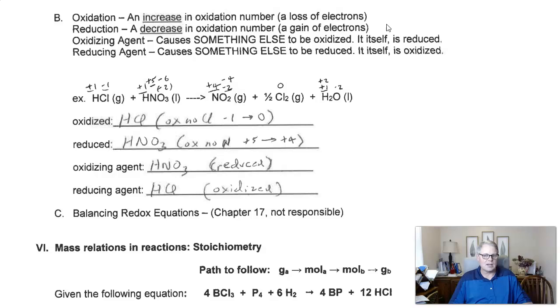All right? So oxidation is an increase in oxidation number, or a loss of electrons. Reduction is a decrease in oxidation number, or a gain of electrons. Your oxidizing agent causes something else to be oxidized, so therefore it's reduced, so it's the one that has the decrease in oxidation number or gains electrons. Your reducing agent causes something else to be reduced, therefore it itself is oxidized, so it's the one that's increasing in oxidation number and losing electrons. Make sense?